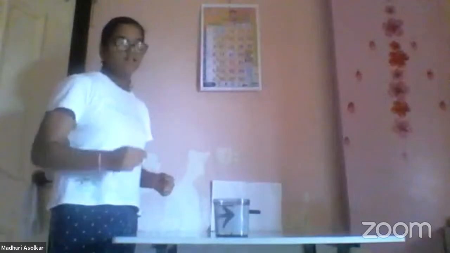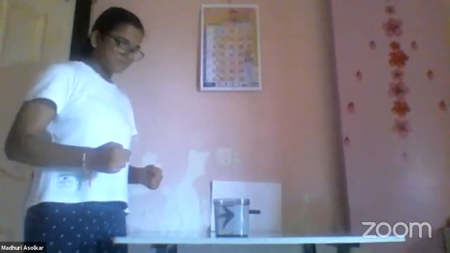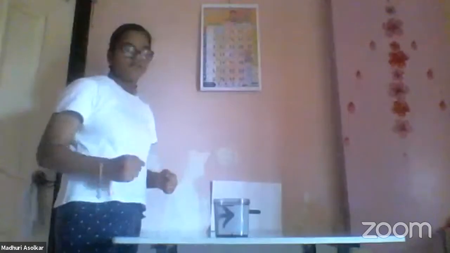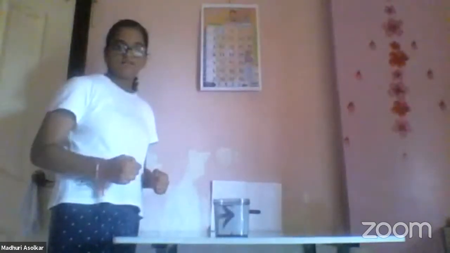Thus, light bends, causing the refraction of light. This is how the refraction of light has taken place in this activity. Thank you.